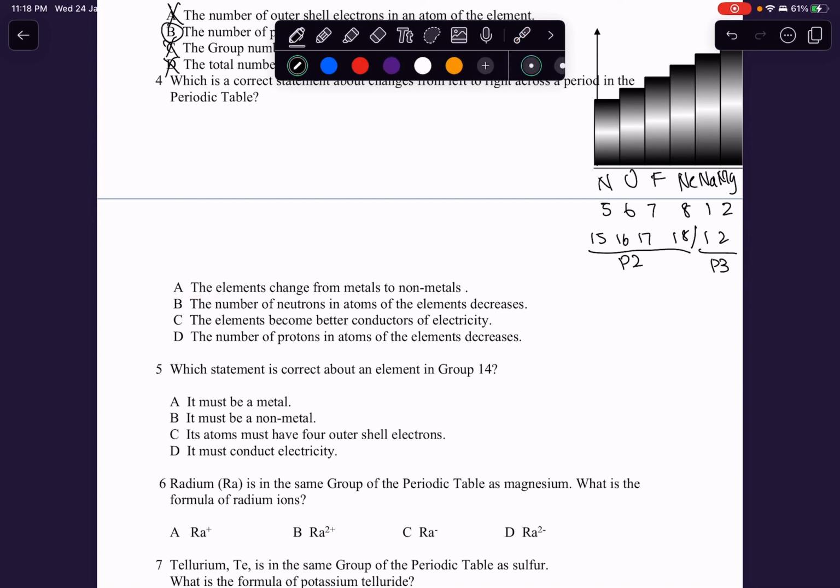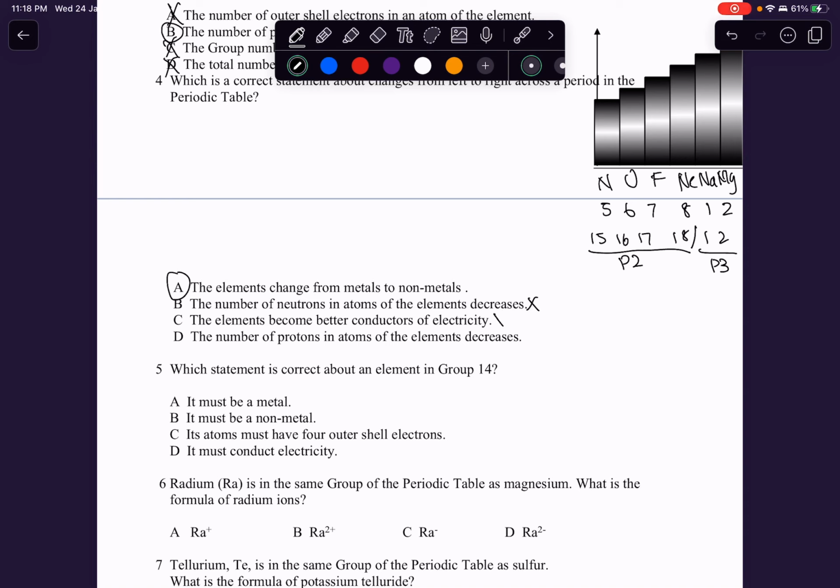Metals to non-metals. Okay, actually that is already the answer, but never mind, let's just move on. B. Number of neutrons in an element decreases. It's not true, because actually some of them do increase. C. Elements become better conductors of electricity.